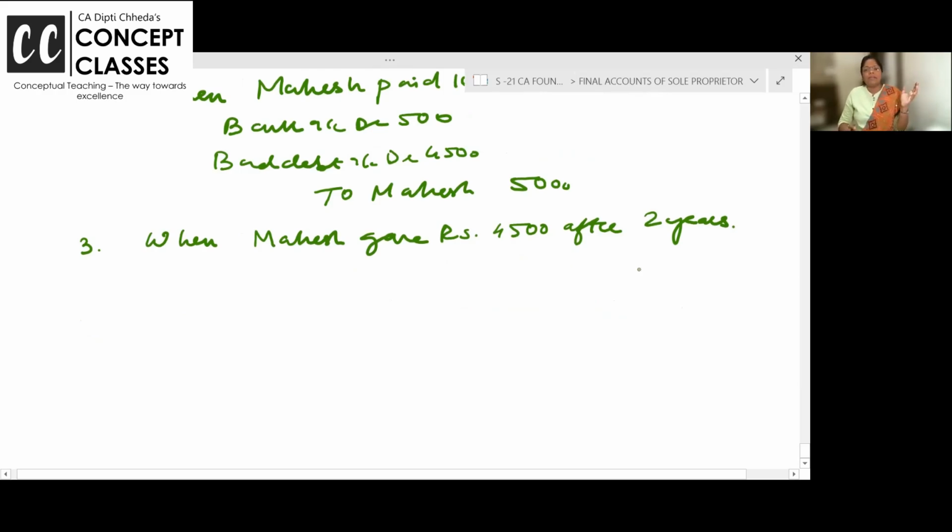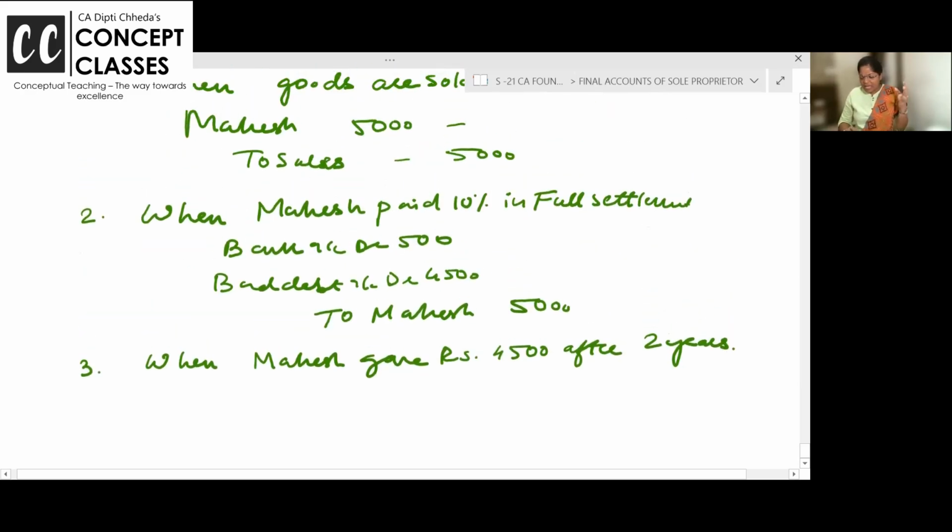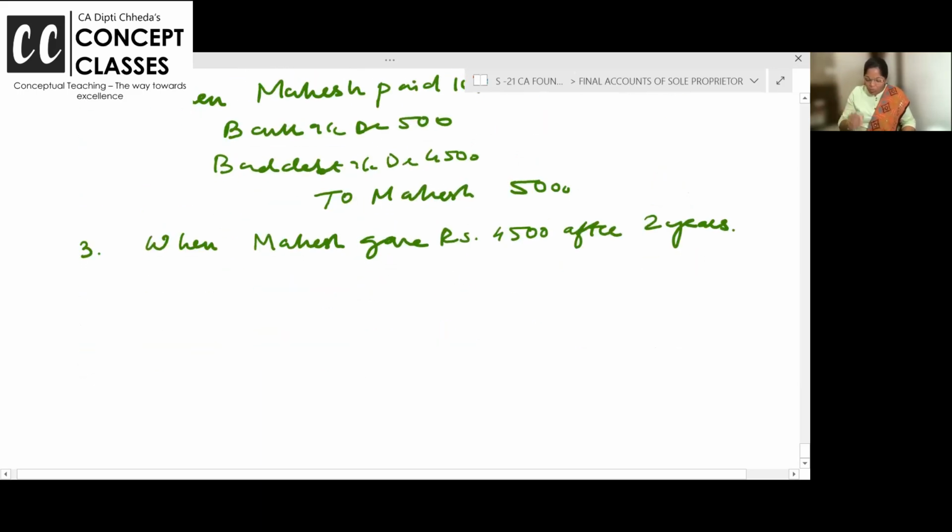When Mahesh gave rupees 4,500 after 2 years. After 2 years, I met Mahesh somewhere in the function. And he said, ma'am, 4,500. I said, forget it, I put it in bad debt and it's a loss for me. He is saying, no, ma'am, my conscience does not allow. I have taken 4,500 goods, I should pay you. So he paid me 4,500. Now what entry am I recording? This comes in exam. Bad debt is recovered back.